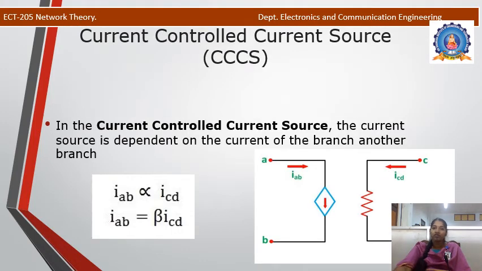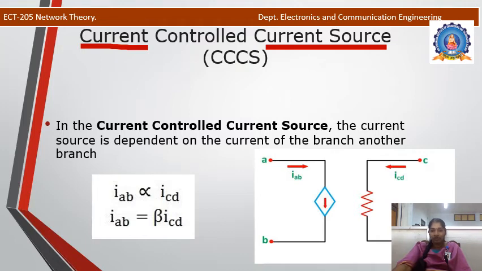So the last one is the current controlled current source. It is a current source, so the output quantity is current. That current depends on this current. So it is a current controlled current source. Since it is a current source, we use an arrow, and since it is a dependent source, we use a diamond shape.